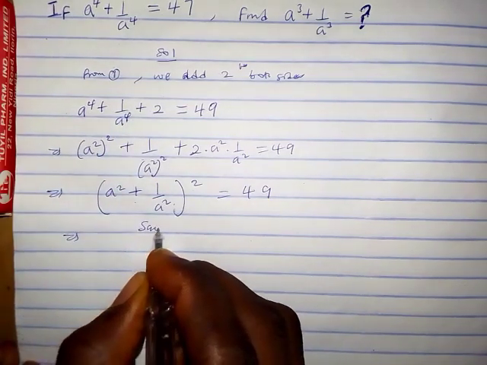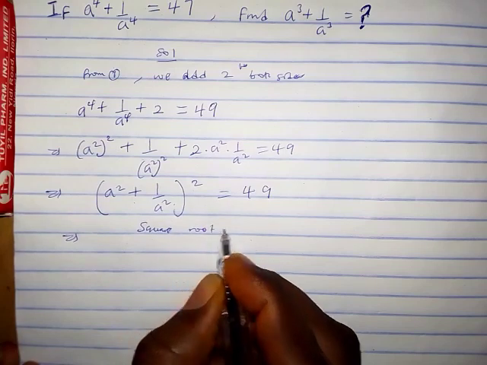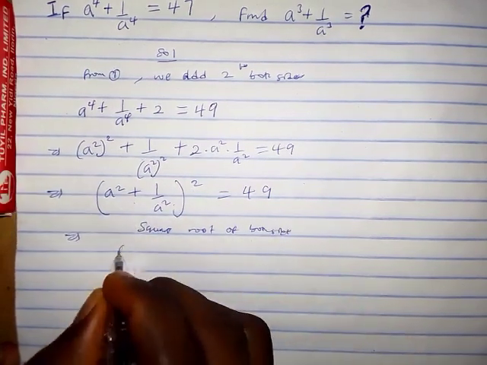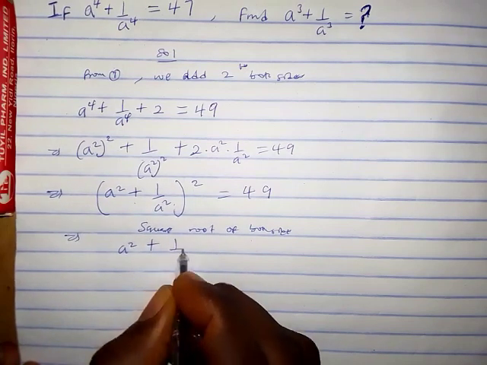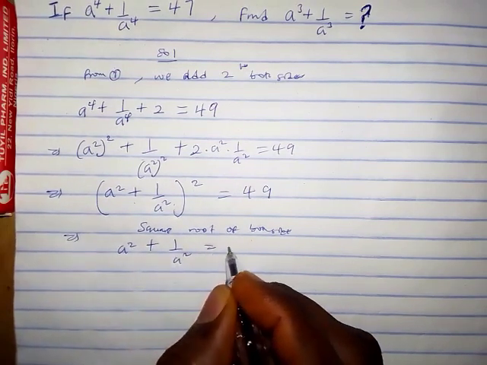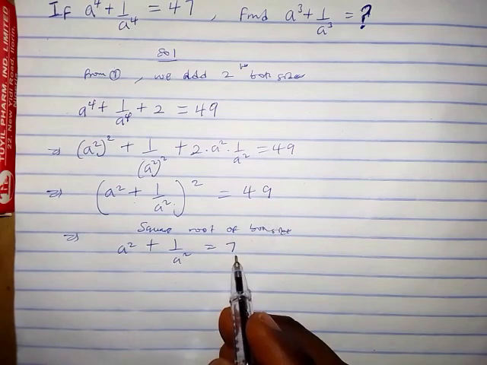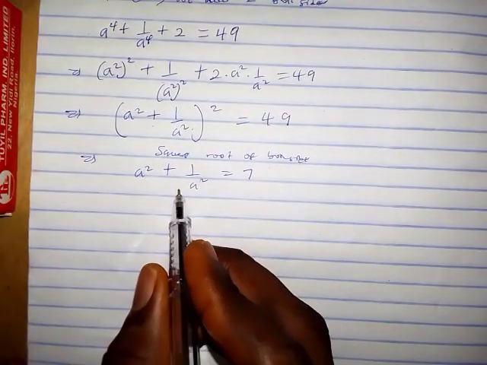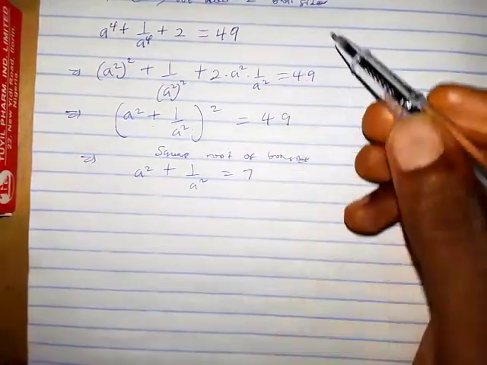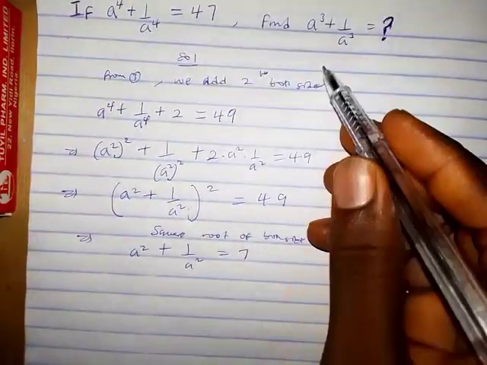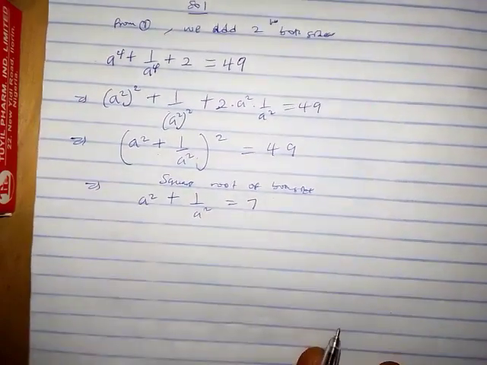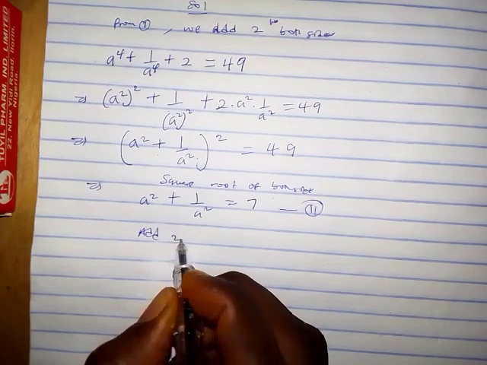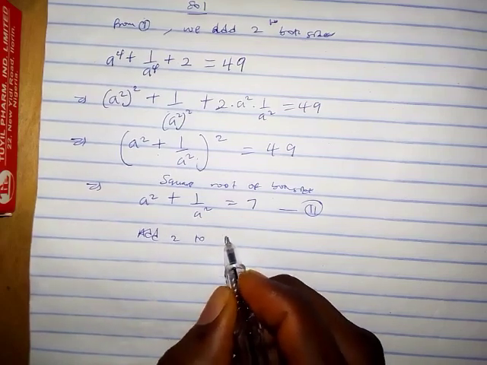So we take the square root of both sides. So when we do that, we obtain a square plus 1 over a square equals 7, because square root of 49 is simply 7. So now, the next thing we are going to do is that we add 2 to both sides again, as we did earlier here. So we add 2 to both sides of this equation. Let me call it equation 2.